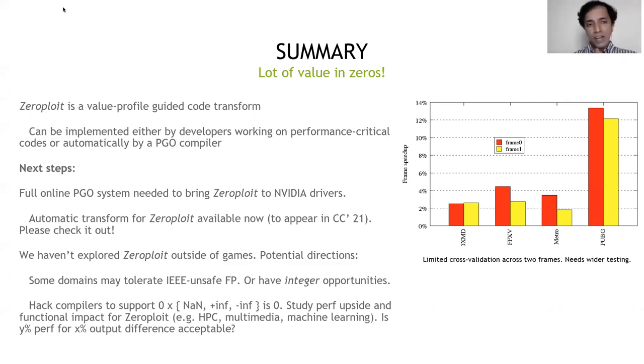Now, outside of our plans for bringing Zeroploit to the NVIDIA drivers, one other potential future direction would be to explore Zeroploit outside of gaming applications. So it would be great if researchers could study not only the performance upside, but also the functional impact from allowing Zeroploit as well as IEEE unsafe floating point in other domains like HPC, multimedia, or machine learning. It would be nice to see Zeroploit extend beyond gaming applications. Thank you. I'm now happy to take any questions.